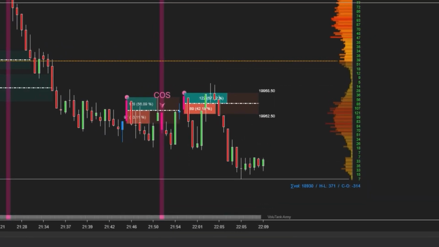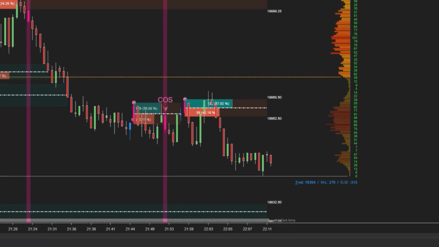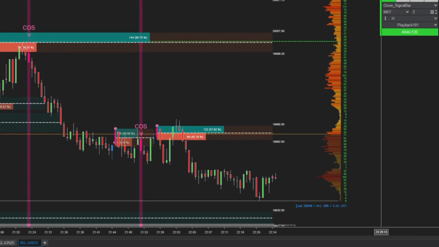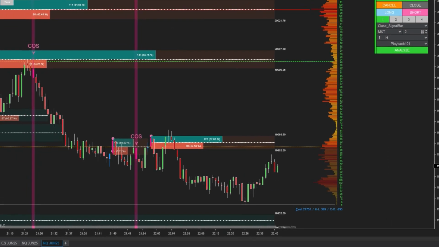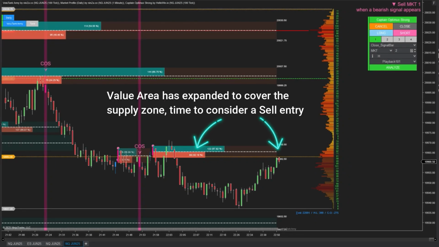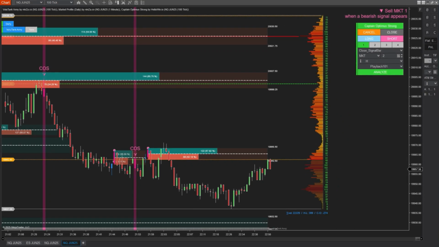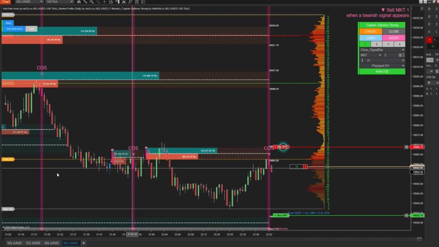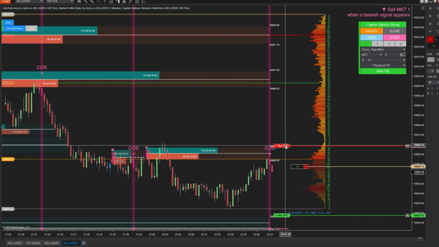At this point, as price continues to move, you'll notice that the value area has shifted as well. Now, a new supply zone is positioned inside the value area, meaning it's located in a high liquidity zone with a strong volume wall. In this case, the conditions for a reversal trade are met, and we can take a sell entry at this supply zone as long as there's a confirmation signal from VoluTank Army.